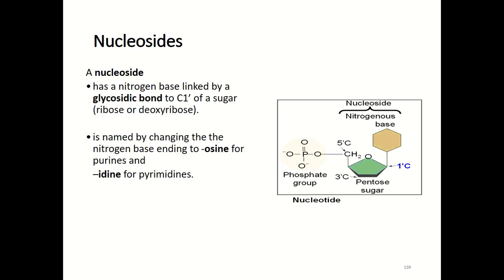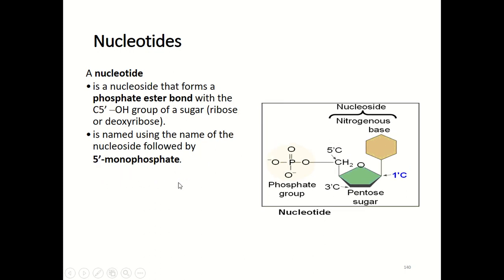Okay, let's look at the nucleoside. How does the nucleoside form? Okay, remember, a nucleoside only consists of a pentose sugar and a nitrogenous base. They are linked here. The nitrogenous base is linked to the first carbon of the pentose sugar through a glycosidic linkage. Usually the name of the nucleoside has "osine" for purine and "idine" for pyrimidine at the end of the name. Okay.